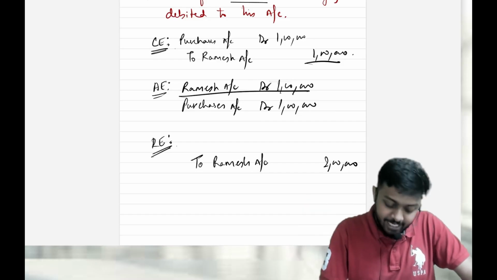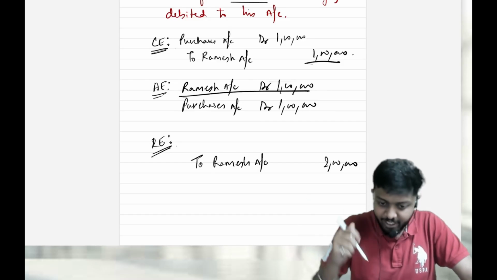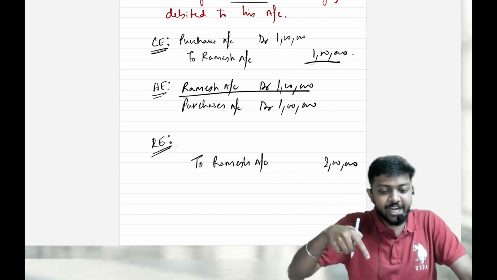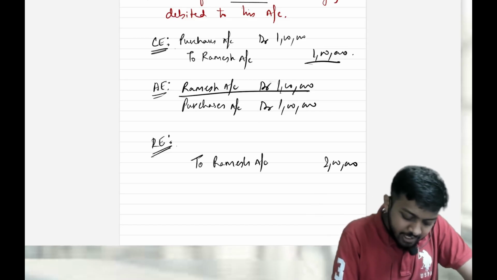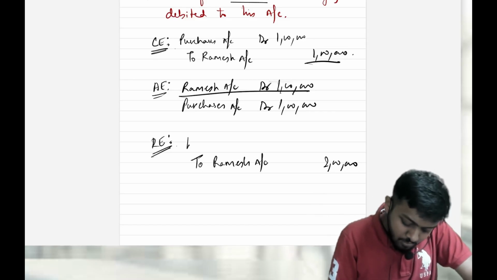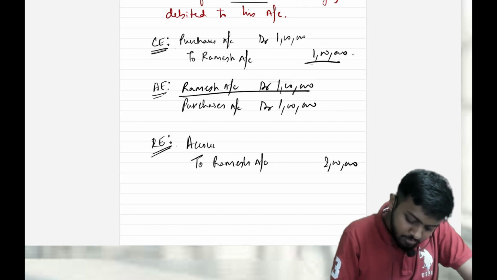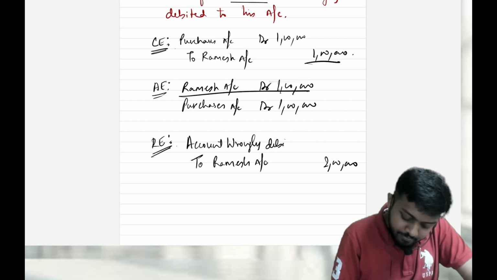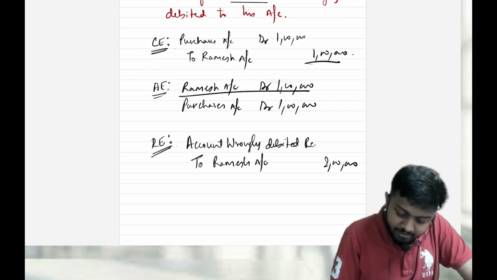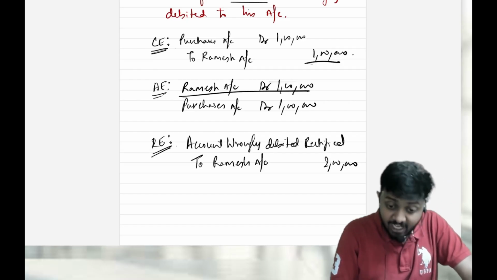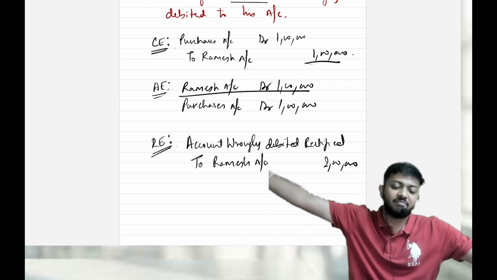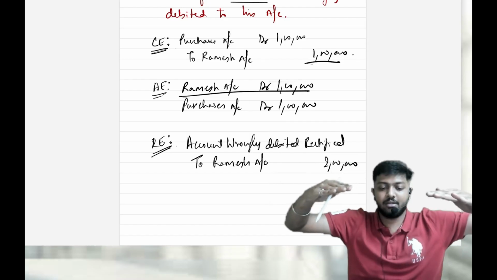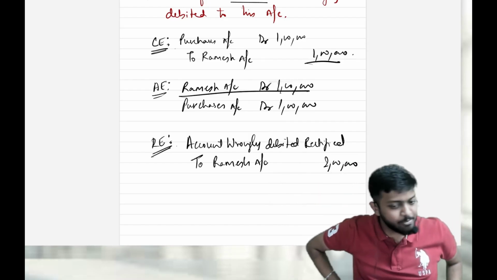While posting, when you go to Ramesh's ledger, since Ramesh account is credited, in the credit side of Ramesh you have to post it. There is no account to write, so write the reason: account wrongly debited, rectified. It's not an account. I don't have anything to put there, I've just written the reason itself. Understood? This is the problem with one-sided error.